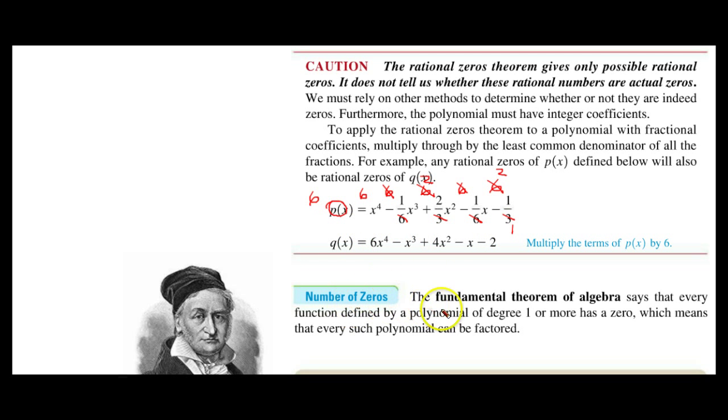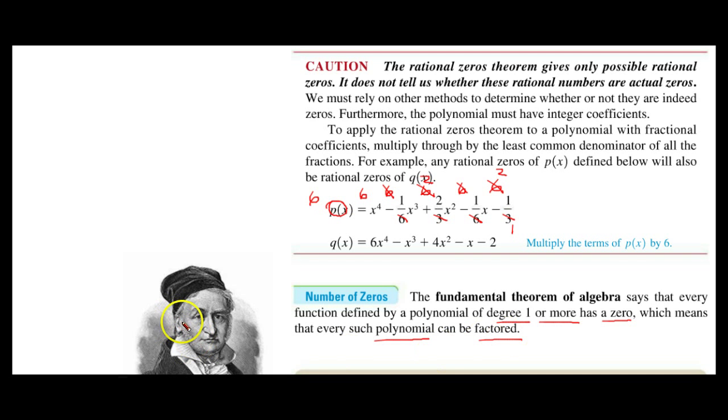So the number of zeros. The fundamental theorem of algebra says that every function defined by a polynomial of degree 1 or more has a 0, which means that every such polynomial can be factored.